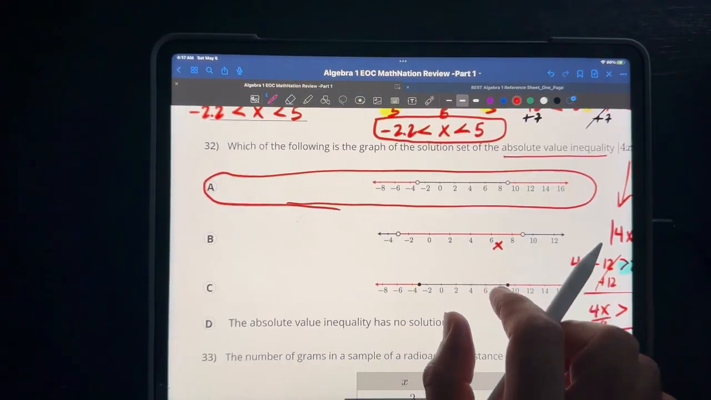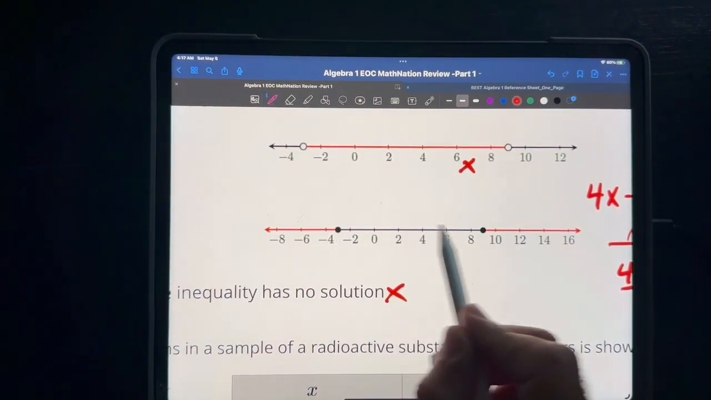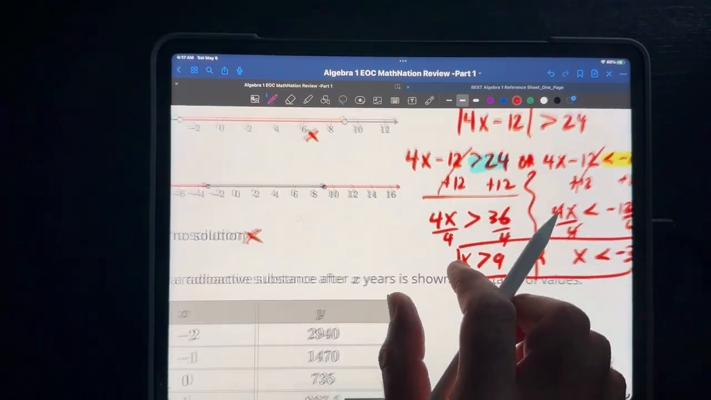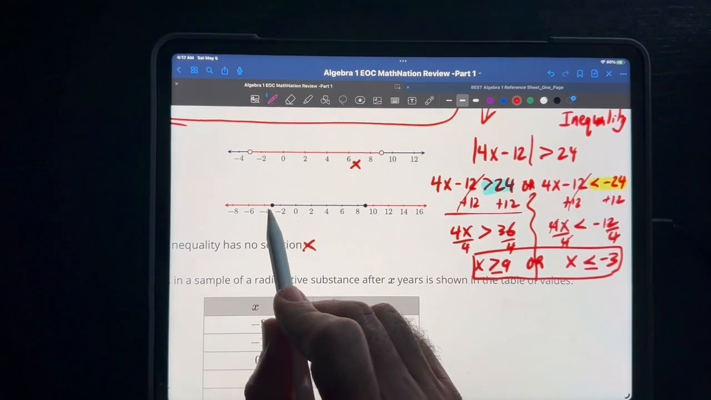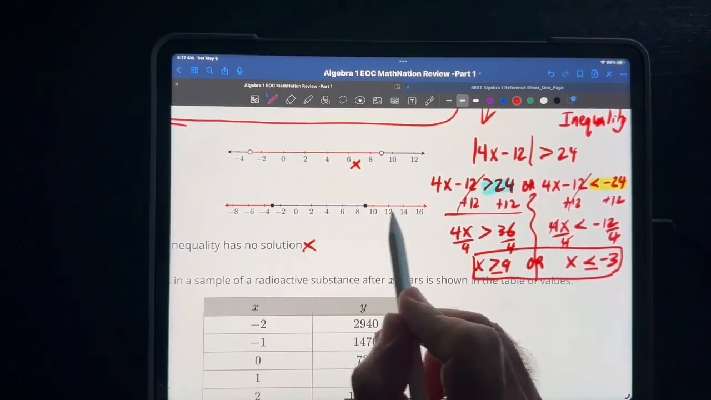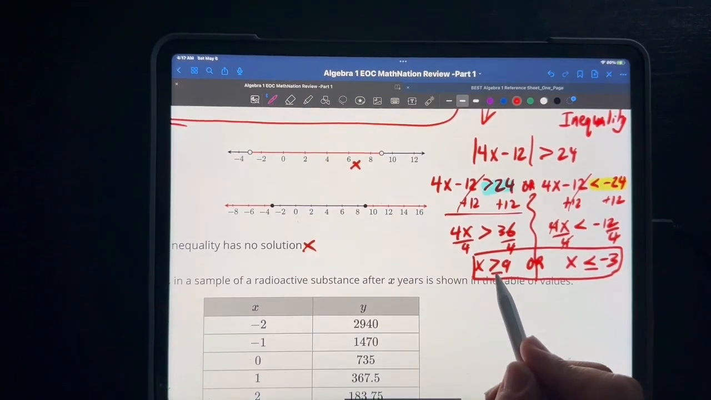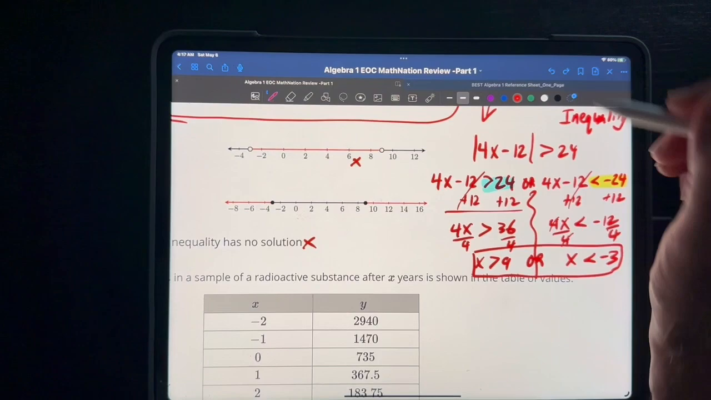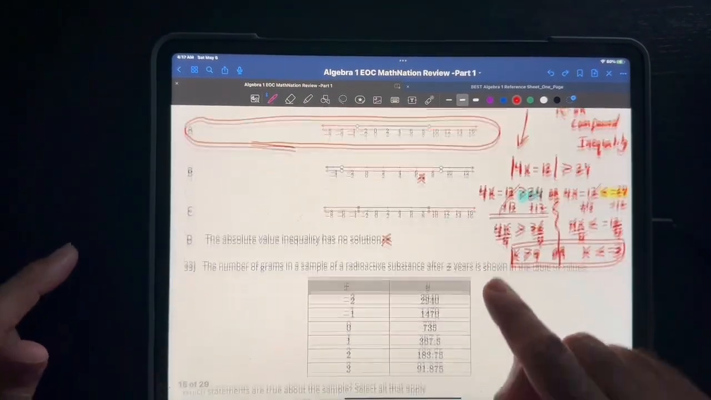What's the difference with this one? You notice how it's shaded in? That would be if you had some equal signs underneath here, then you'd be picking this one. You'd be picking this graph. So shaded circles means you have the equal sign underneath there. So just try to remember that. But the answer was A. Okay, moving on to 33.